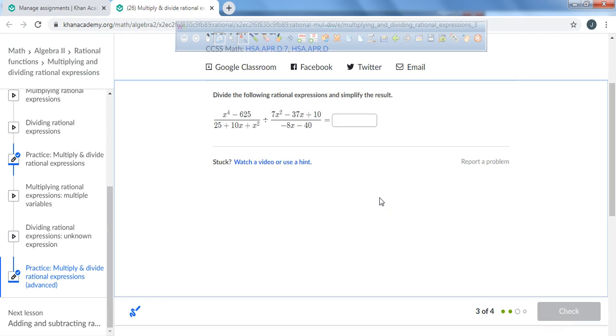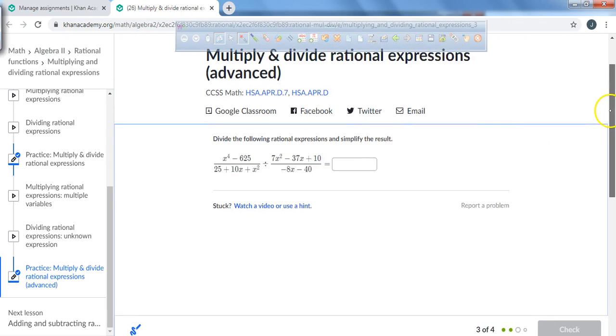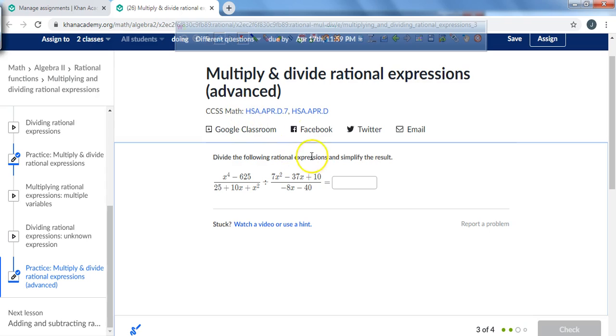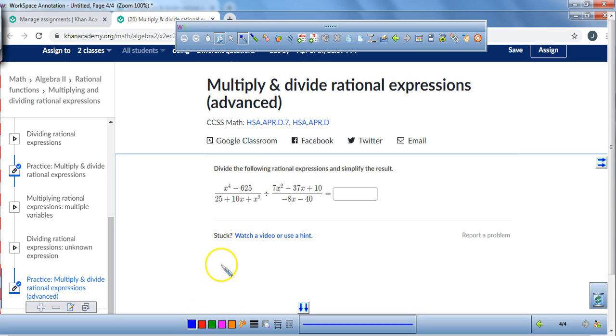Ooh, I like it. This question definitely seems advanced. All right, here we go. Take it nice and easy here.